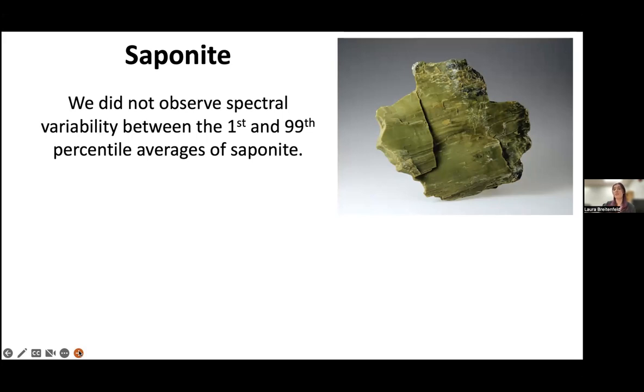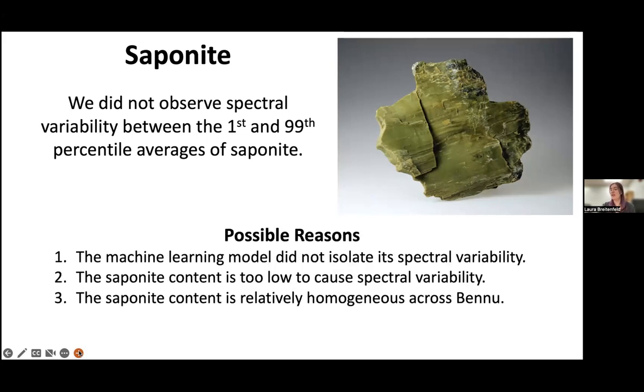And why may this be the case? Some possible reasons include that the machine learning models did not isolate its spectral variability. Alternatively, the saponite content could be too low to cause spectral variability. Or lastly, the saponite content is relatively homogeneous across the asteroid.